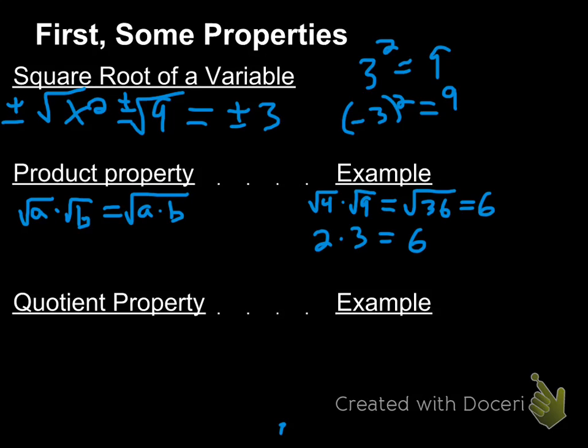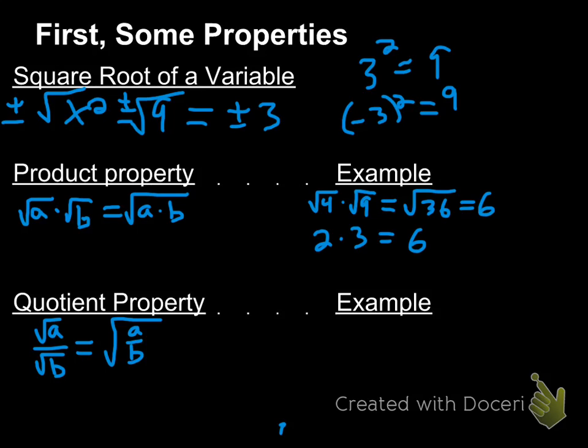All right, let's look at the quotient property, which is very, very similar. It says if I have something like the square root of a divided by the square root of b, that is the same as the square root of a over b. Both of these properties work two ways. I can start with what I've got on the left and go to the right. I can start with what I've got on the right and go to the left. So they work both directions.